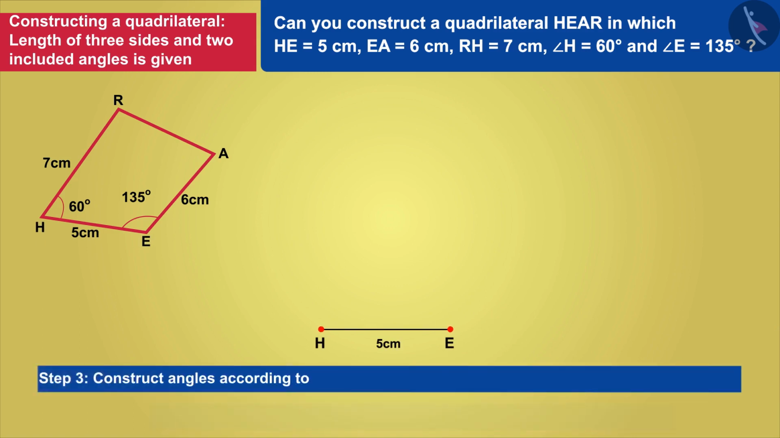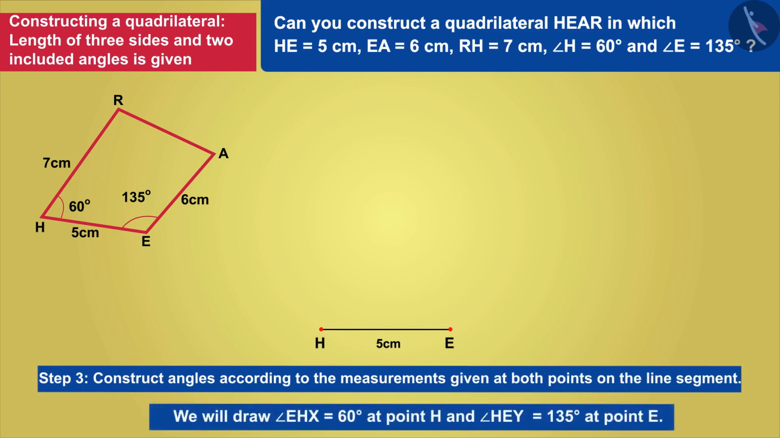Construct angles according to the measurements given at both points on the line segment. Now, we will draw the angles given at point H and point E on segment HE. First of all, with the help of compass, we will make an angle EHX of 60 degrees measurement at point H. And we have to make an angle of 135 degrees at point E. We will draw HEY.